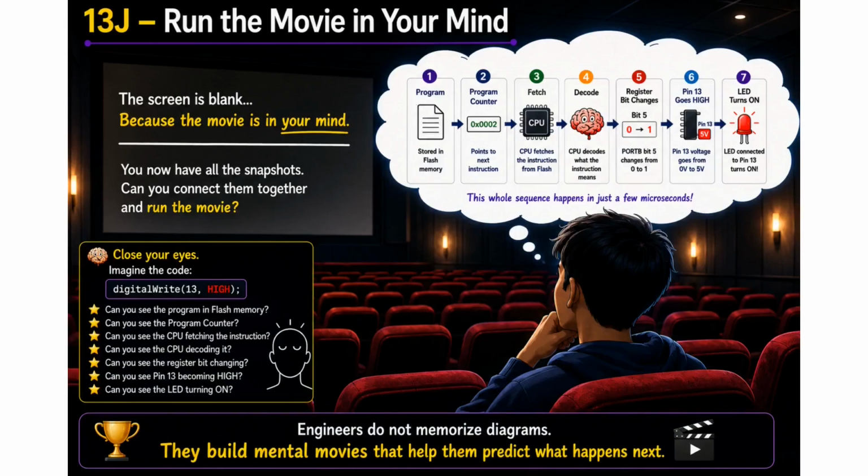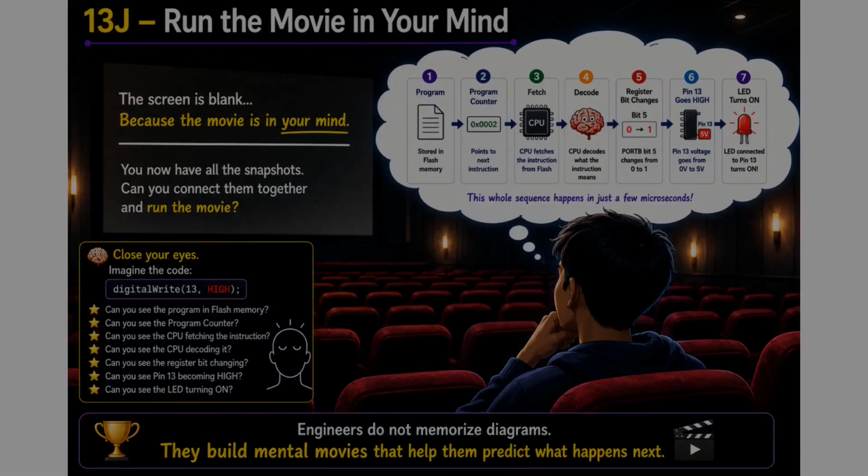Let us run the movie. The program is sent to the flash memory. The program counter points to a bin in the flash. The CPU fetches it. The CPU decodes it. A special register inside the CPU changes. Pin 13 becomes high. The LED turns on.